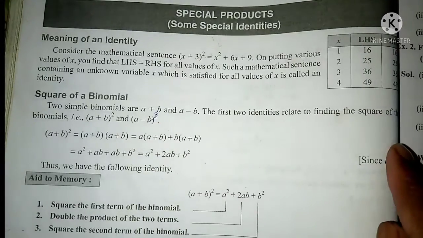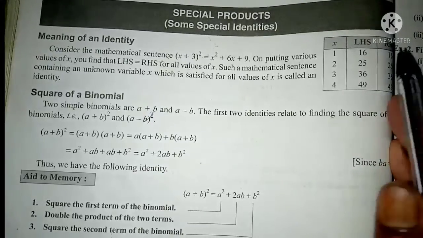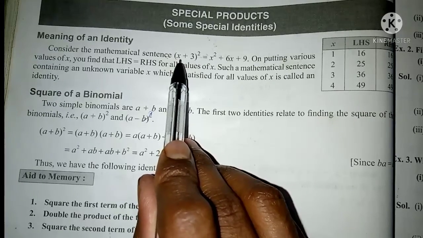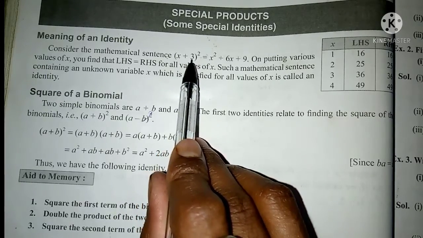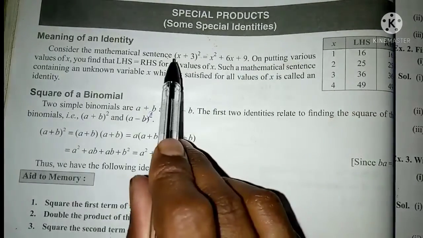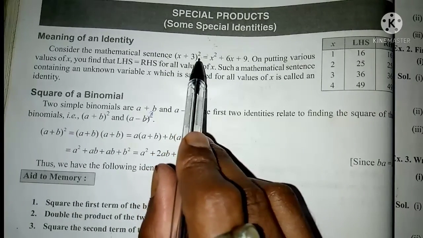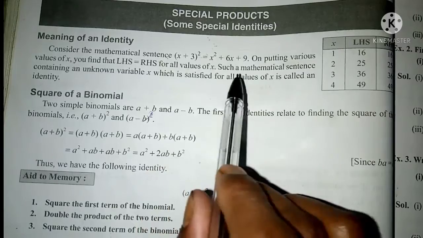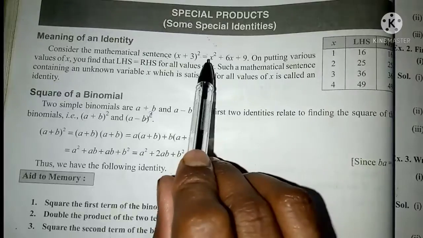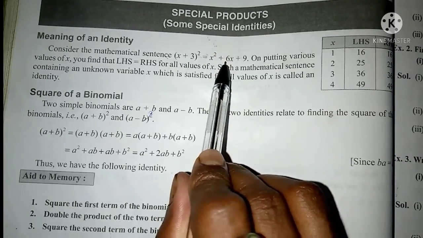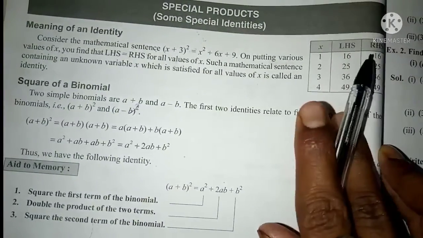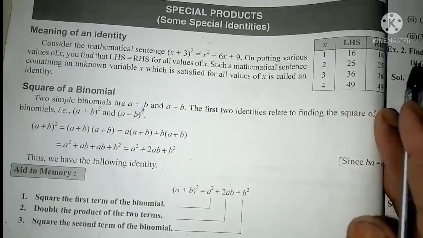Now you can see a few values are given here. First of all, if I put the value of x equal to 1, you can check here. Then (x + 3)² becomes (1 + 3)², which means 1 plus 3 is 4, and 4 squared is 16. Now check here, 1 squared is 1, 6 into 1 is 6, and again 1 squared is 1, plus 6 plus 9, that is 16. You can see here the left hand side is 16 and the right hand side is also 16.